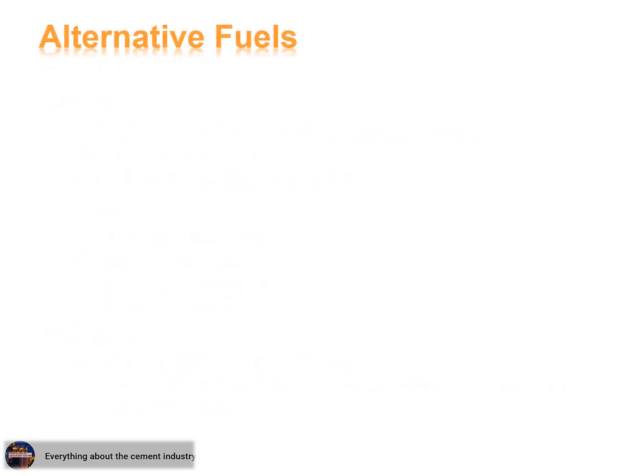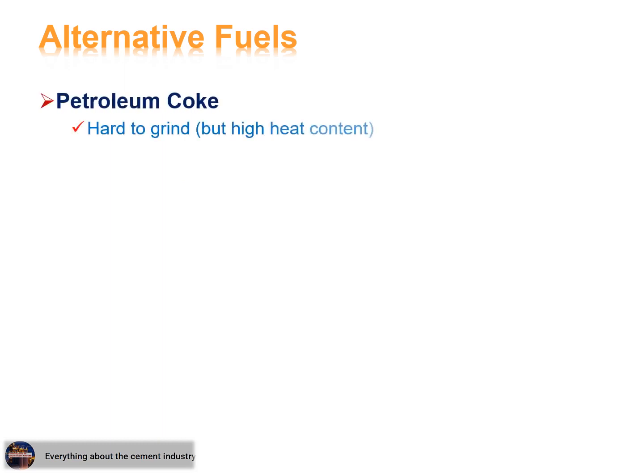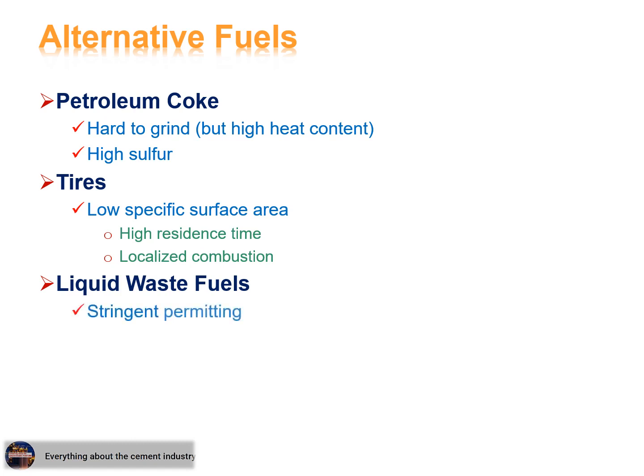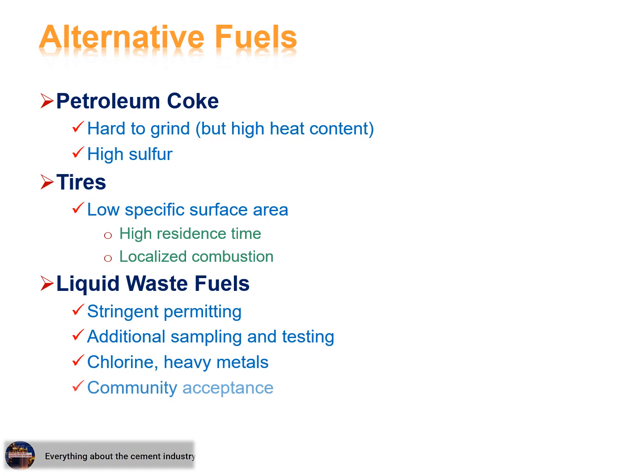Alternative fuels. Petroleum coke: hard to grind, but high heat content. High sulfur. Tires: low specific surface area, high residence time, localized combustion. Liquid waste fuels: stringent permitting, additional sampling and testing for chlorine and heavy metals, community acceptance.